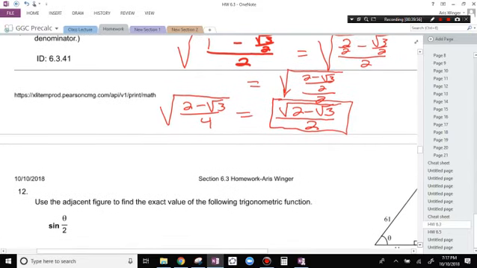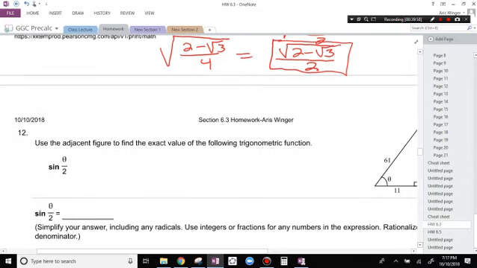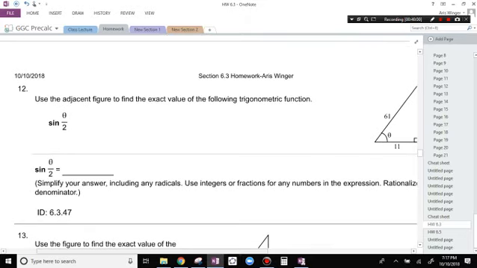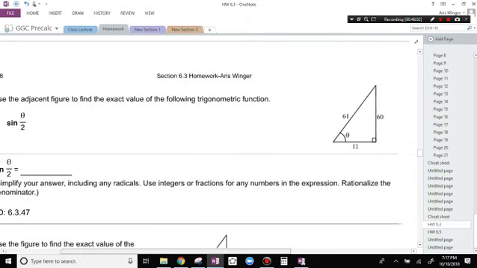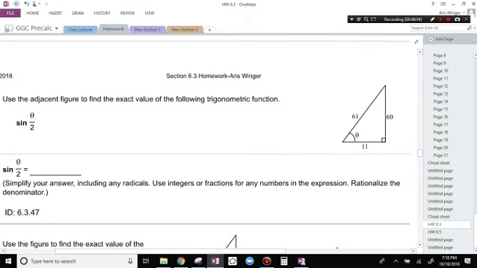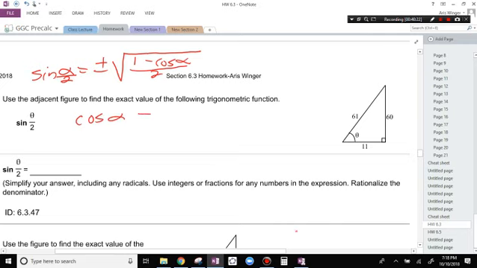Same thing here. Sine of alpha over 2 is equal to plus or minus the square root of 1 minus cosine of alpha, all over 2. So really this is asking us what's the cosine of alpha, adjacent over hypotenuse.